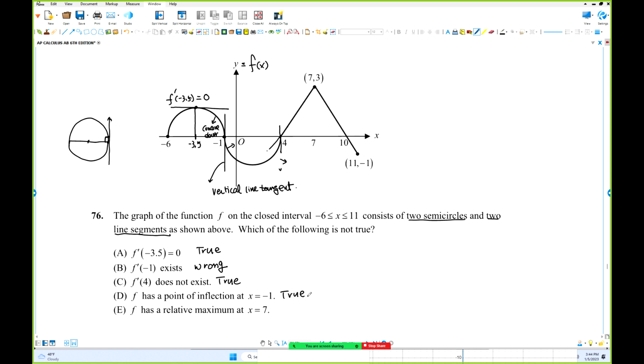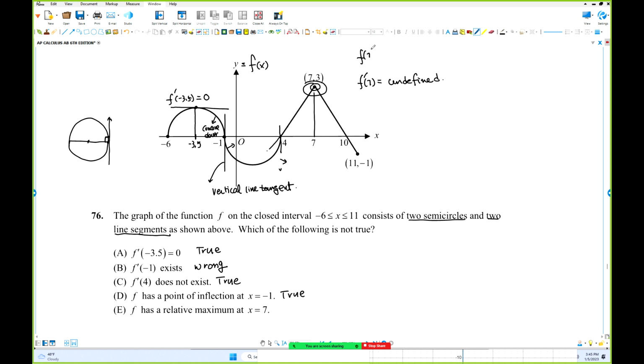F has a relative maximum at x equals 7. Yes. This is continuous. But anyway, not differentiable, but still, this is the highest point in its neighborhood over here. Okay? F of 7 is undefined, but it doesn't matter, right? Okay, what is the critical point?